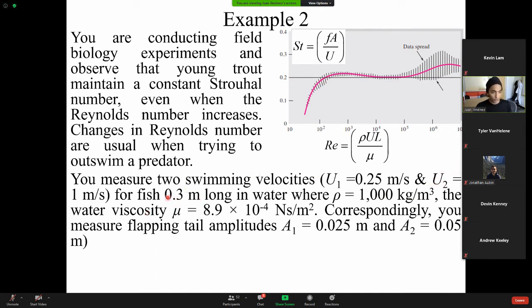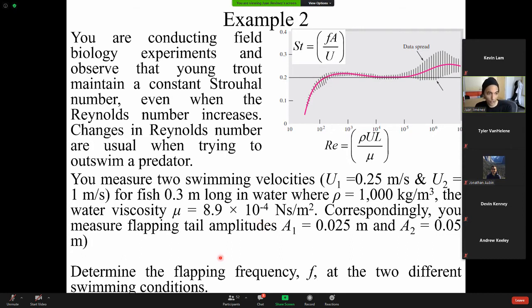You have a fish that is 0.3 meters long in water, you're given the density and the viscosity of the water, and you also measure the flapping tail amplitude, which happens to be, in this case, this much in meters and that much in meters. Next, you are asked to determine the flapping frequency at the two different swimming conditions. Looking at the Strouhal number, A is the amplitude, U is the velocity, and f is just the frequency. If we know the Strouhal number, we can easily find the frequency.